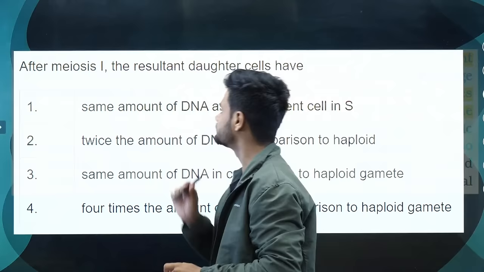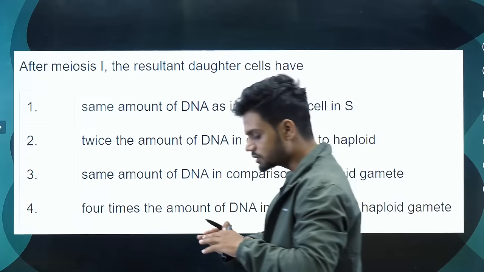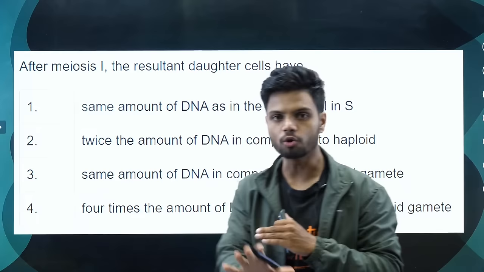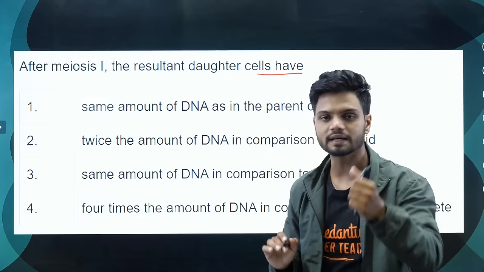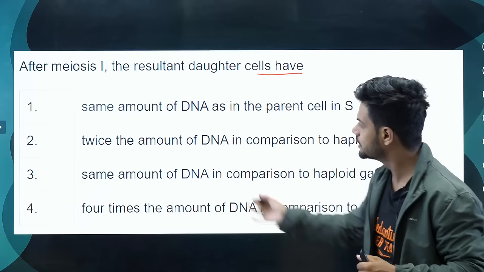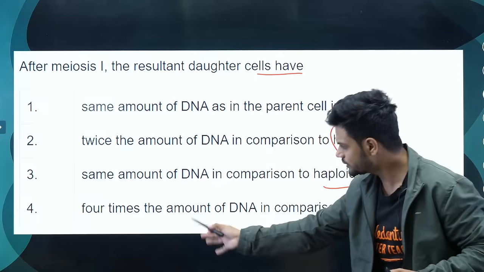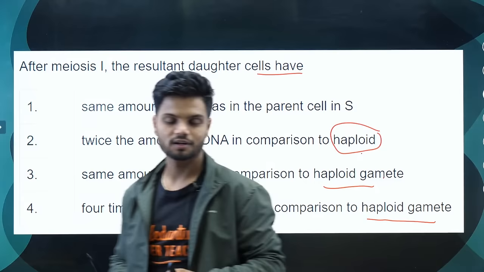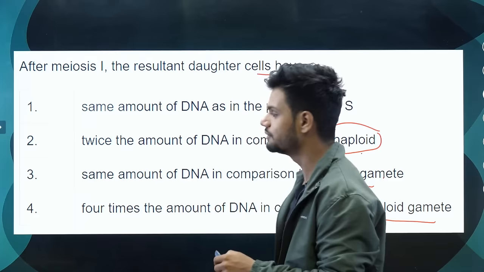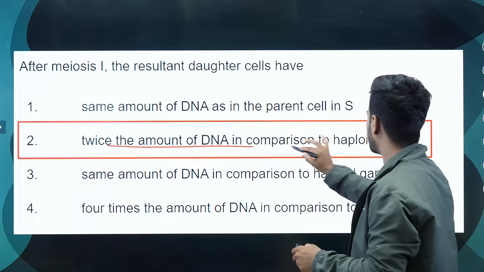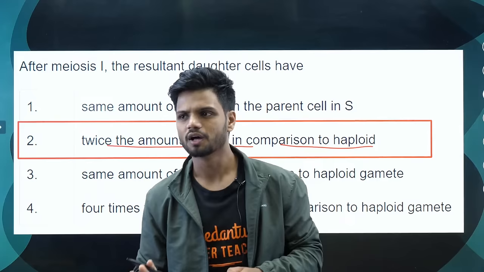After meiosis 1 is completed, the chromosome number has reduced to half. The resultant daughter cells will have what amount of DNA? The same amount as the parents in S phase? Twice the amount of DNA in comparison to the haploid gametes? The same amount in comparison to the haploid gametes? Four times the amount of DNA in comparison to the haploid gametes? After meiosis 1, the cells will have twice the amount of DNA in comparison to the haploid. Easy question. Yes, very easy question. I hope you're able to solve such questions.